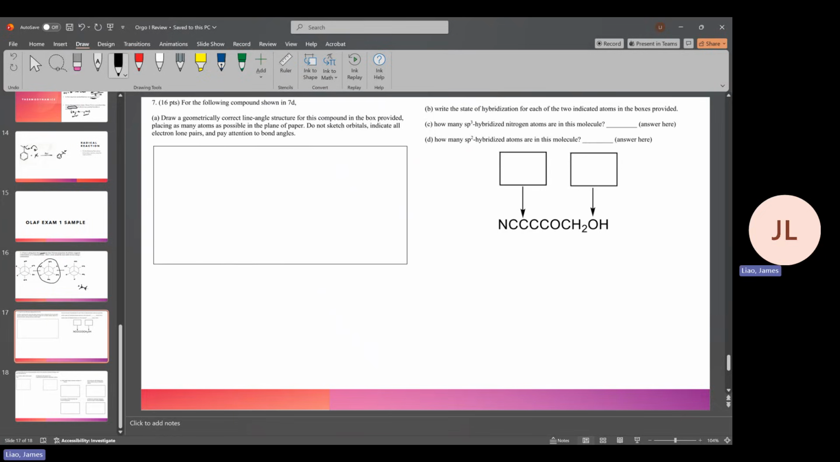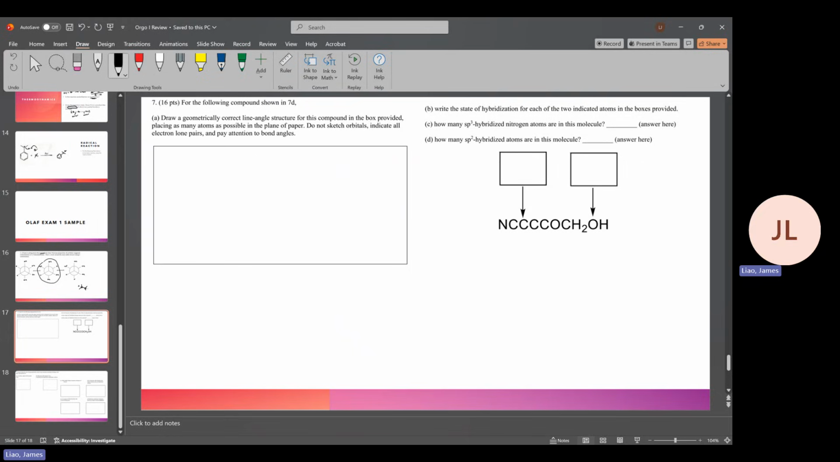Now we're going on to a geometric, correct line angle structure and orbital hybridizations. So you're given this string of letters, NCCCCOCH2OH. The idea is to make sure that you actually know the geometric structure, specifically if you know their bonds. Remember, all of these molecules must satisfy their octet rule and be neutral.